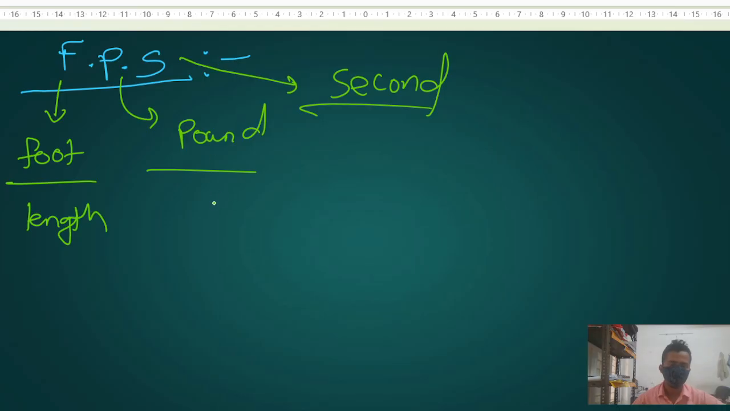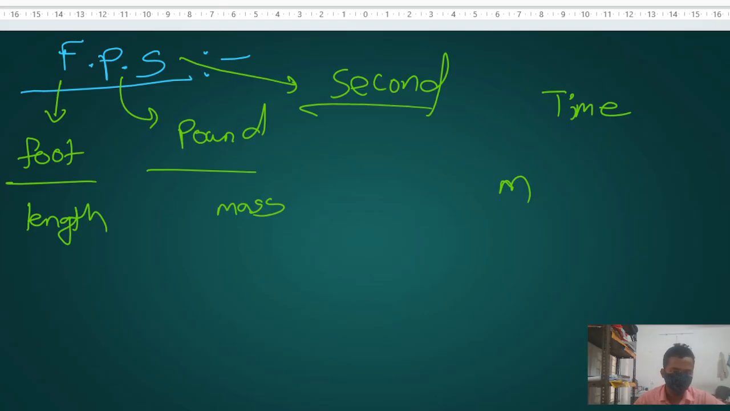For measuring mass, we use pound. It is for mass, and for measuring time, we use second. Okay, let's see. I think maximum people don't know what is foot and what is pound. So we express foot in terms of the standard unit, meter.